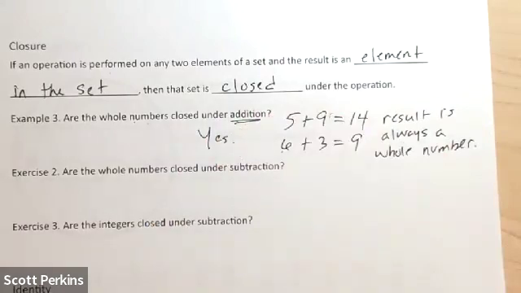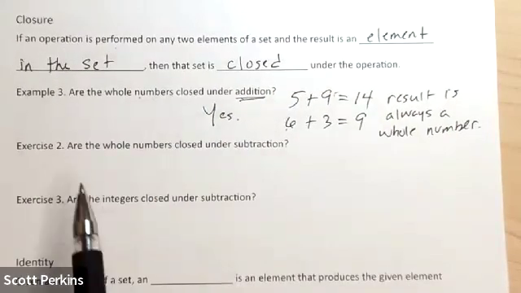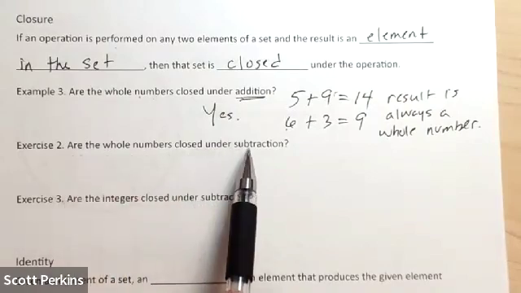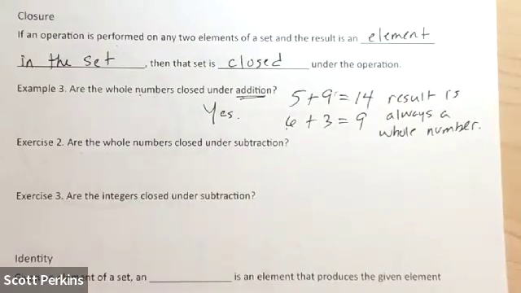What would it mean to not be closed? Well, here's what I would like you to do. Exercise 2. I'm going to tell you right now, are the whole numbers closed under subtraction? The answer is no. Find me an example of taking 2 whole numbers and subtracting them that gives you something that's not a whole number. And remember, the whole numbers start with 0, and then they increase by 1s forever. So pause the video, find 2 whole numbers that you can subtract that give something that is not a whole number.